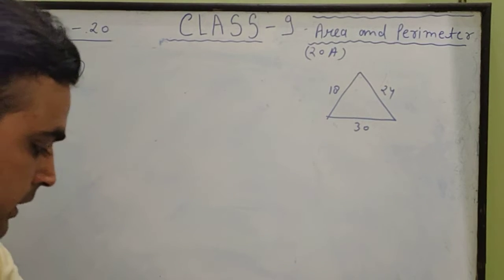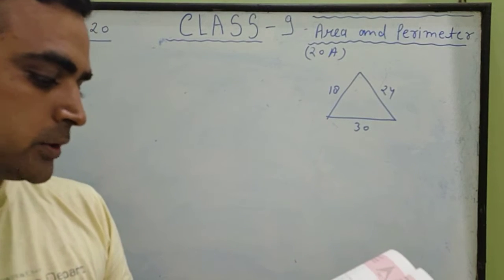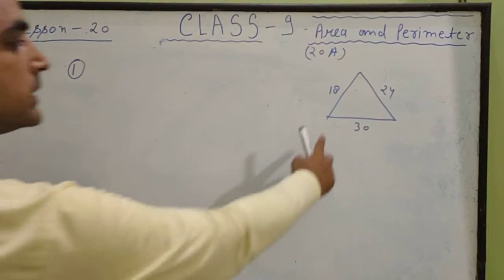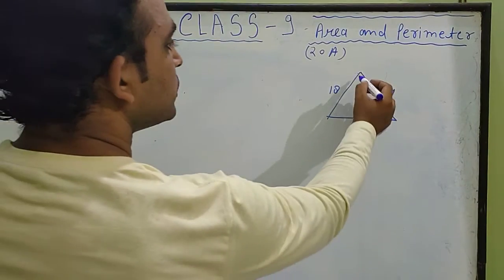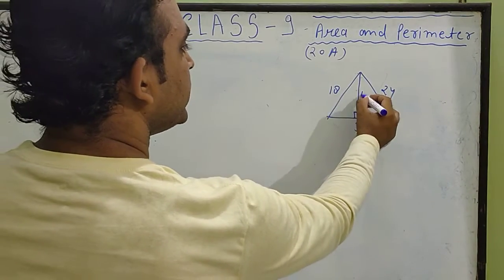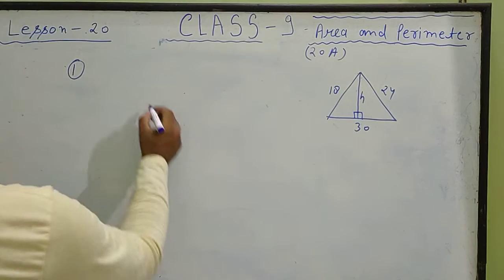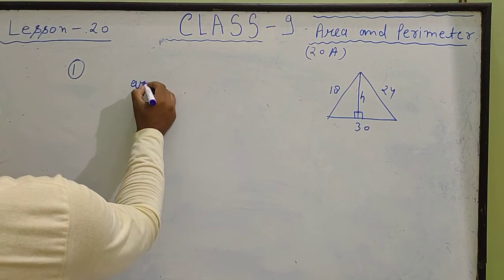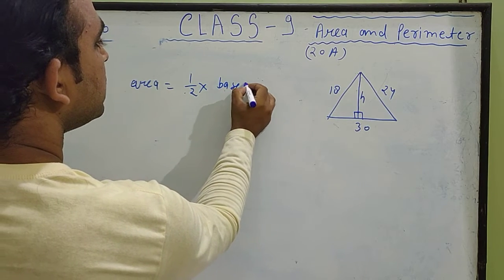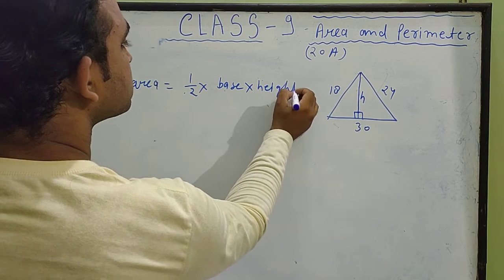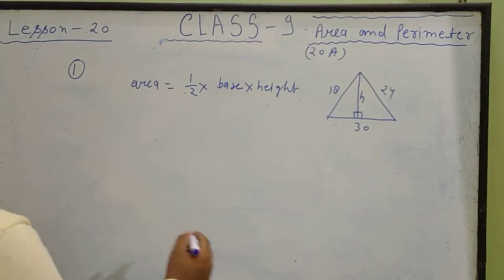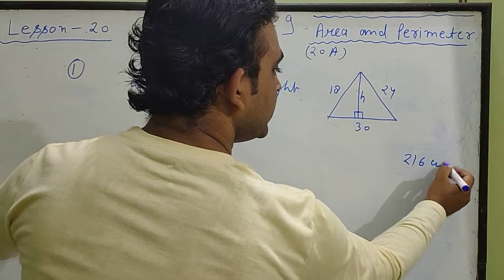Now we solve the first question, second part. Also find the length of the altitude corresponding to the largest side of the triangle. The larger side is 30 centimeter. So make one perpendicular on this. We have to find this height. Okay. So now use the second formula of the area of a triangle, which is 1 by 2 base into height. So the area is the same because the triangle is the same. The area we found is 216 centimeter square.